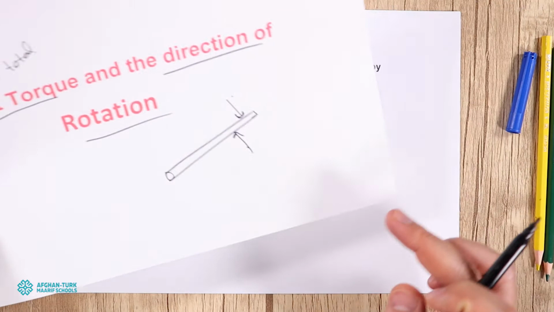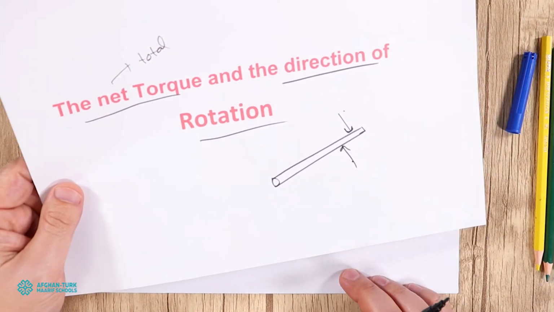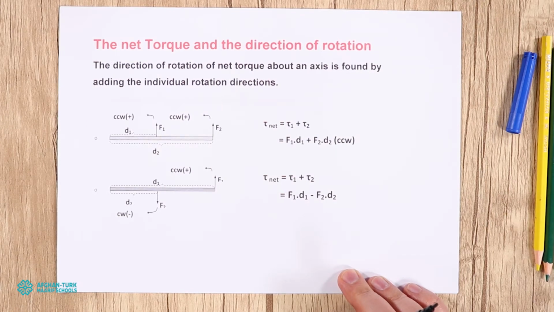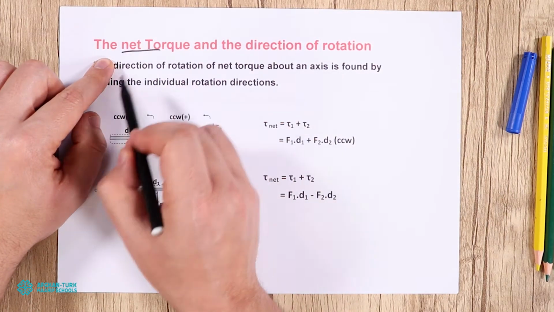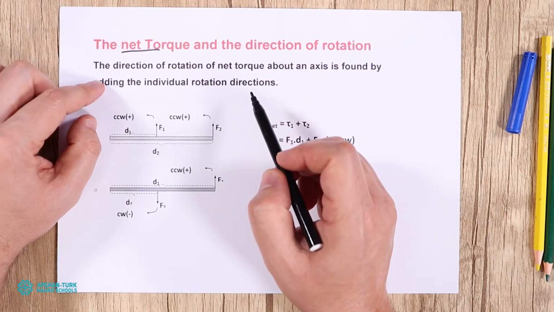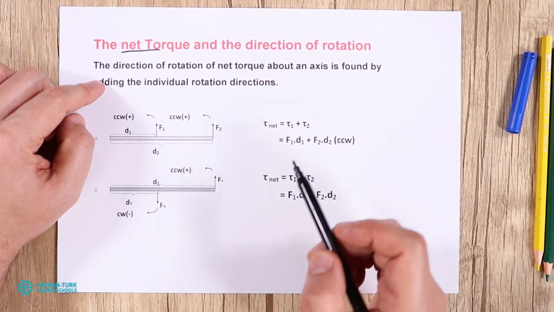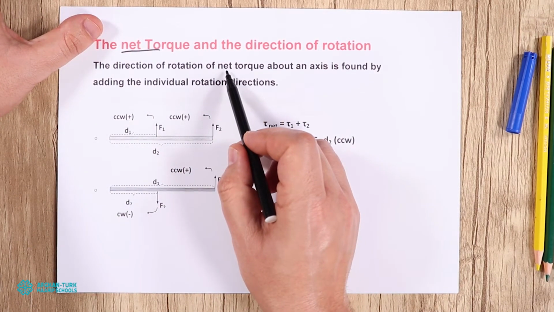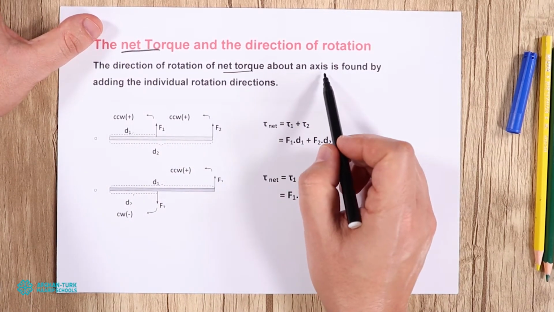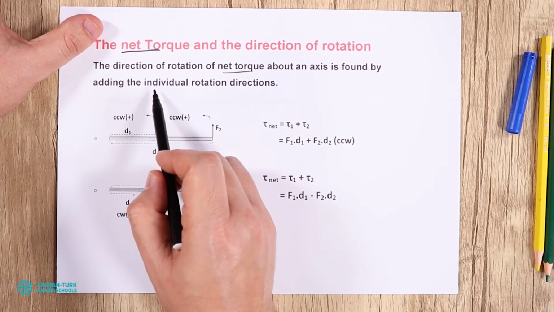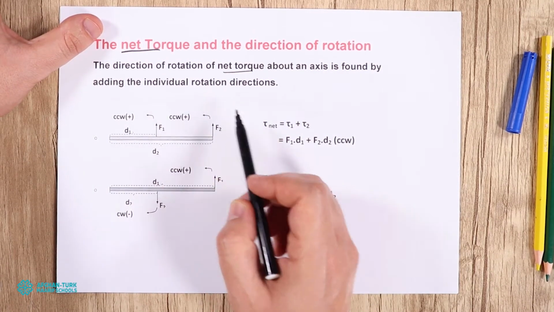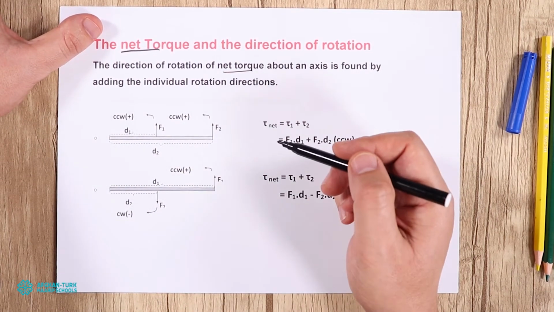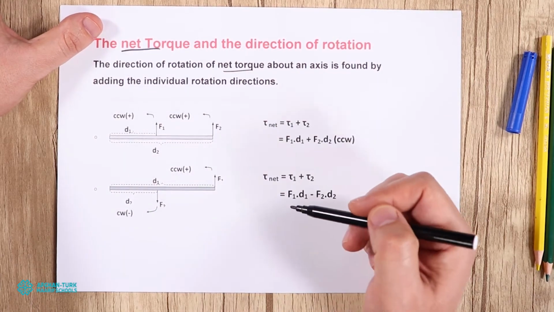There is some torque which is produced because of this force. The first one is the net torque or total torque; net means total, in the direction of rotation. There are some properties here. The direction of rotation of net torque, meaning total torque about the axis, is found by adding the individual directions of rotation. First let's see these two properties, then we will do some examples in this video.